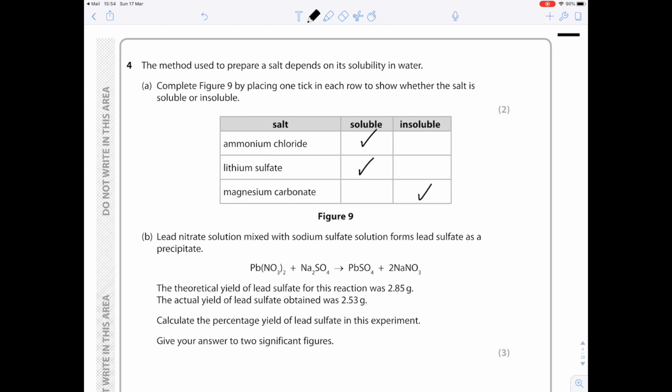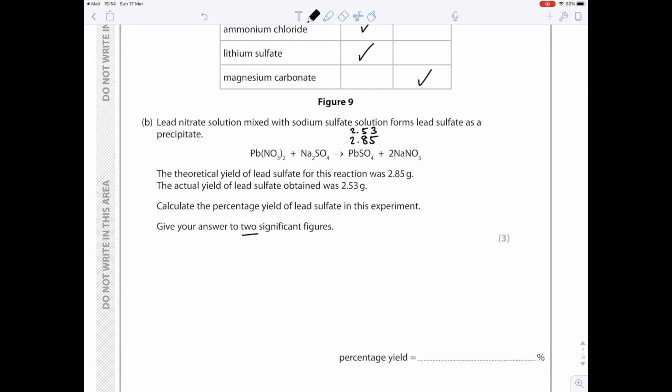Lead nitrate solution mixed with sodium sulfate solution forms lead sulfate as a precipitate. The theoretical yield of lead sulfate for this reaction was 2.85 grams, so I'm going to write that here. The actual yield of lead sulfate obtained was 2.53. Calculate the percentage yield of lead sulfate in this experiment, giving your answer to 2 significant figures, so make sure you do that because you don't want to lose that last mark.